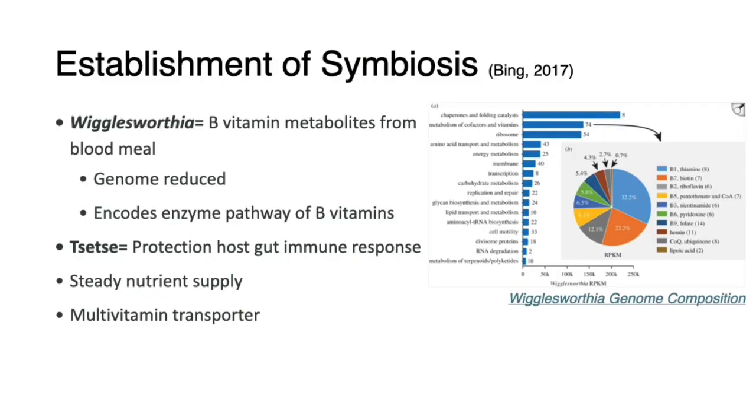This figure shows the different properties of the Wigglesworthia genome. The main reserved genes are for the metabolism of cofactors and vitamins, and the pie chart shows the abundance of the metabolites that the microbe breaks down. It shows that the B vitamins are the main group of metabolites, but there are some other things that it synthesizes. So this confirms what we're saying, that Wigglesworthia is providing metabolite synthesis to this system.